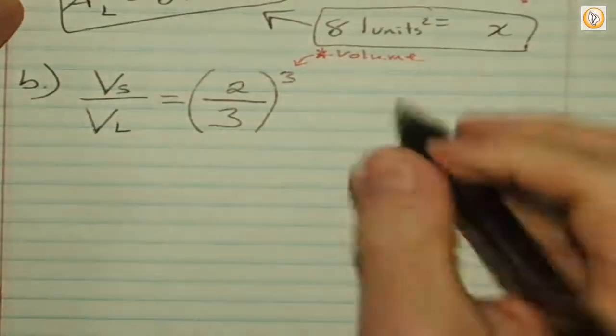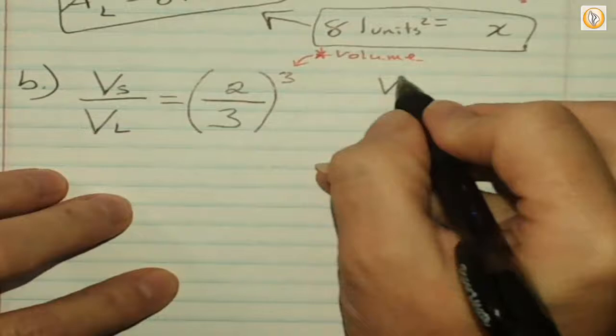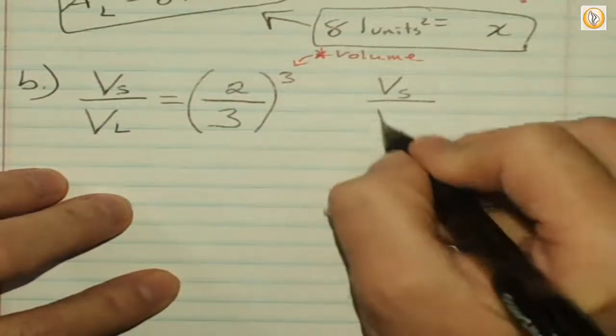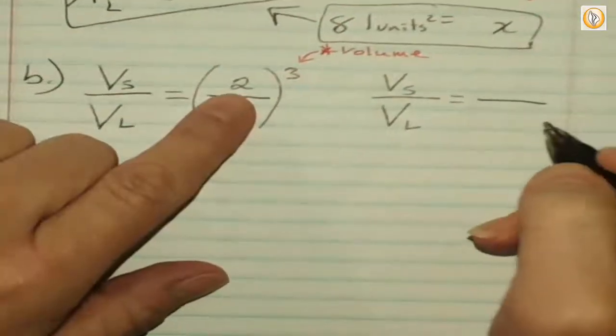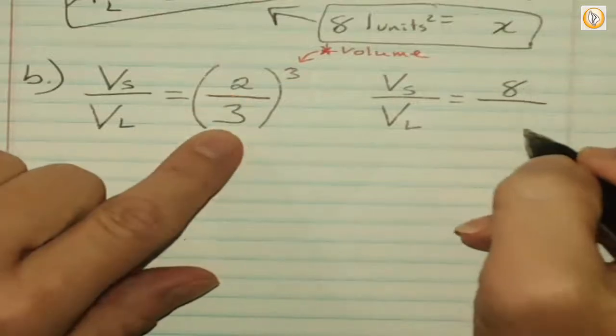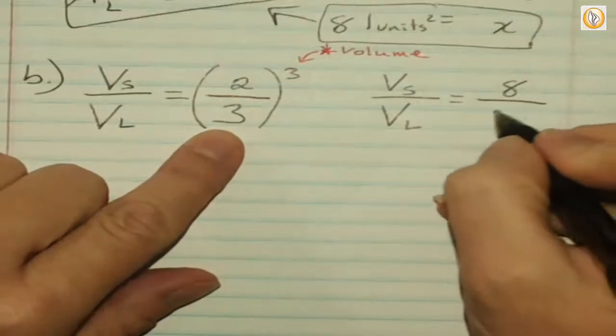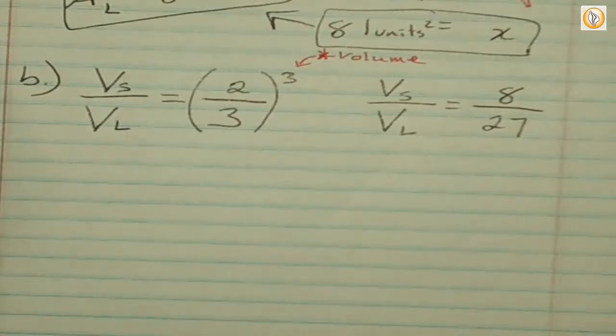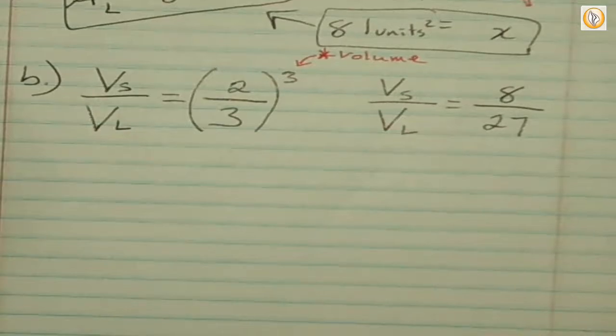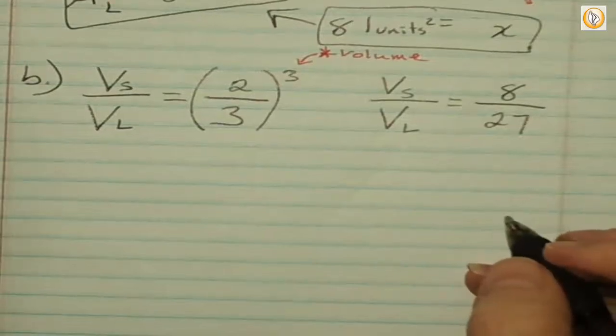All right, so let's find out what that is. Volume small over volume large equals, what is 2 cubed? 8. And what is 3 cubed? 27. There we go. Y'all have this down. Any questions so far? This is just like the other one.